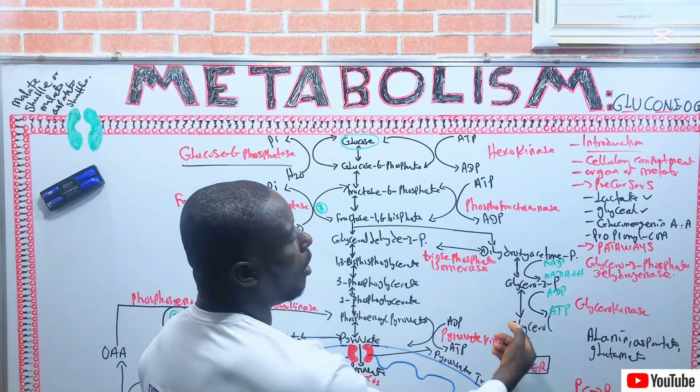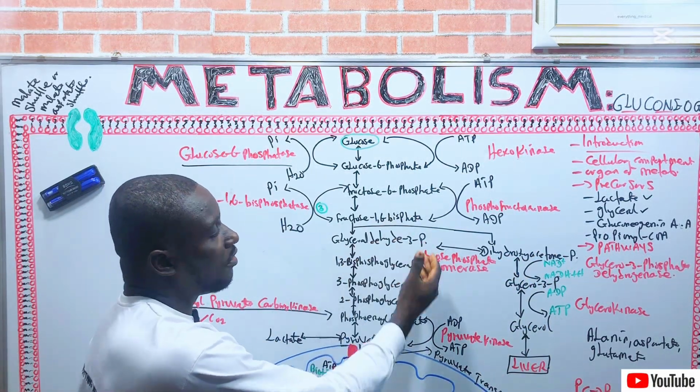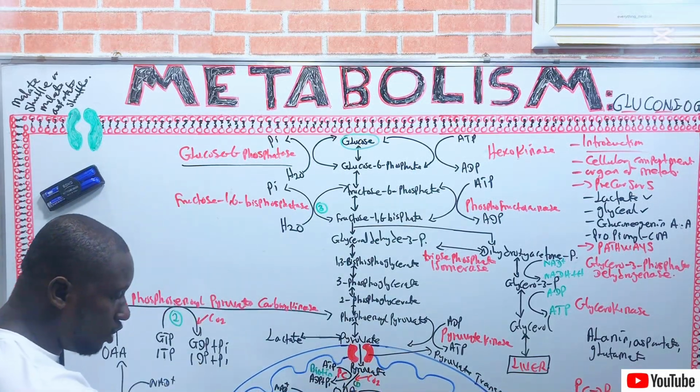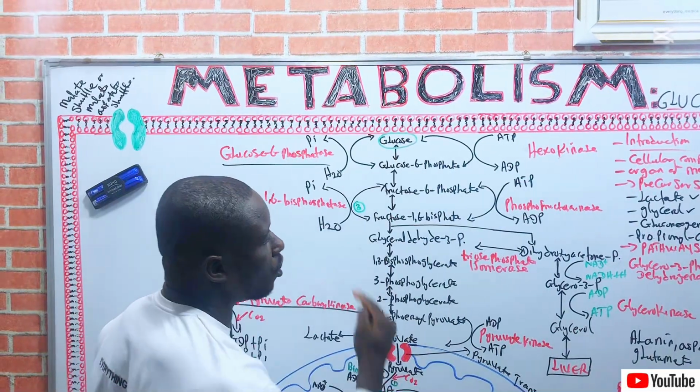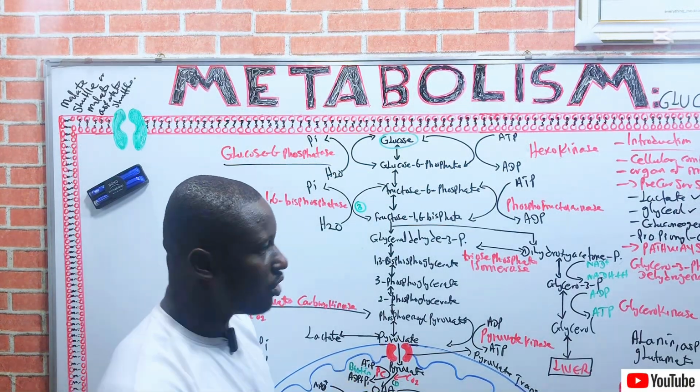So it will form DHAP. From DHAP, it will channel through glyceraldehyde 3-phosphate in order to form pyruvate. Pyruvate will follow the pathway to generate glucose. That is how it works, right? That is how the reaction goes.